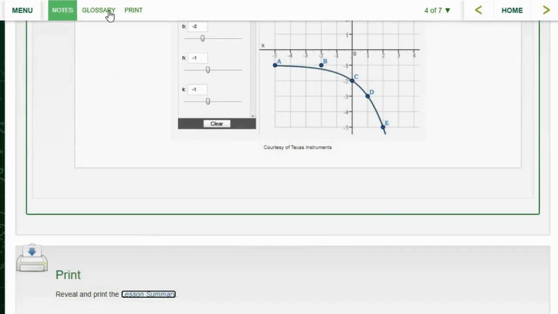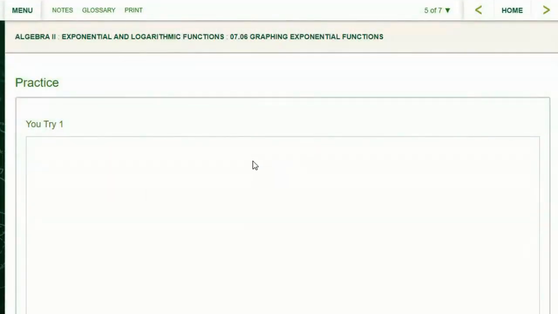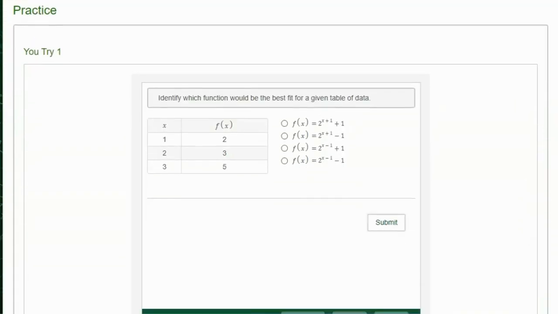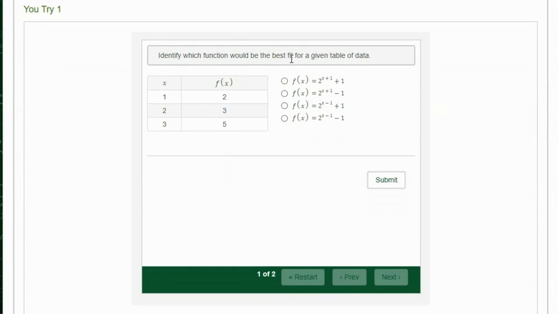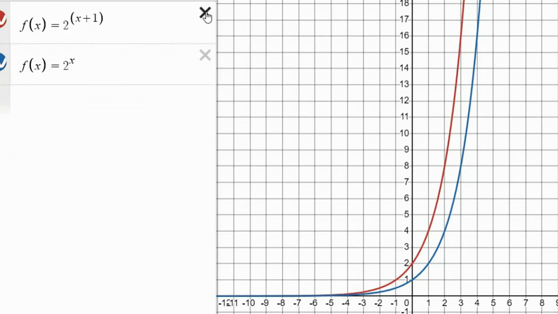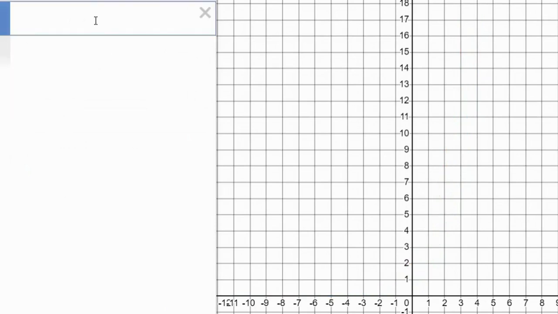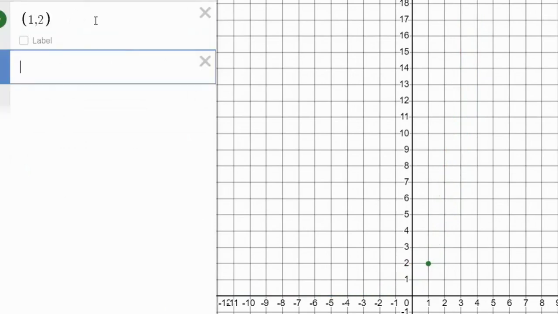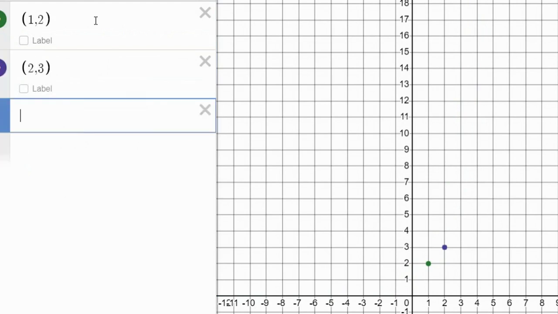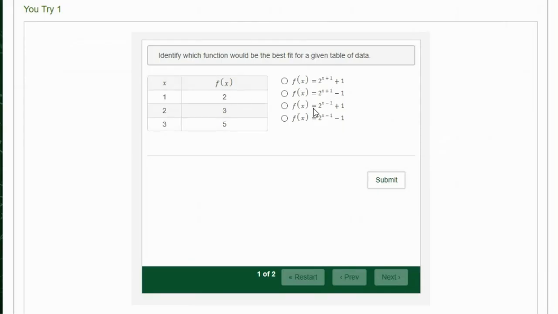Let's look at the practice problems they give you. Which function would be a best fit? So the way I would do that is I would go over to Desmos and I would graph (1, 2), (2, 3), (3, 5), because you can do that on Desmos. There's the 3 points. And then it says, okay, which one of these would fit?